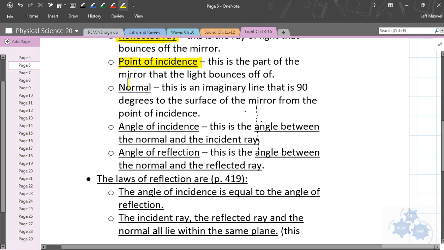The normal. This is something that you probably haven't heard of before. The normal is an imaginary line that forms a 90-degree angle to the surface of the mirror from the point of incidence. I don't think that was explicitly explained in your notes, so you might have to take a minute to write this down. It's an imaginary line that forms a 90-degree angle to the surface of the mirror at the point of incidence.